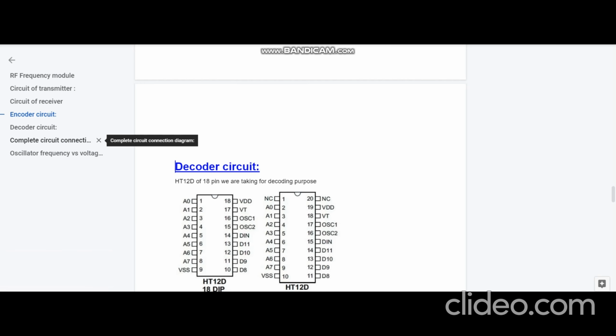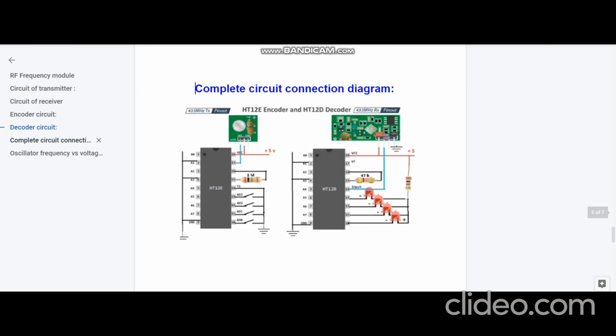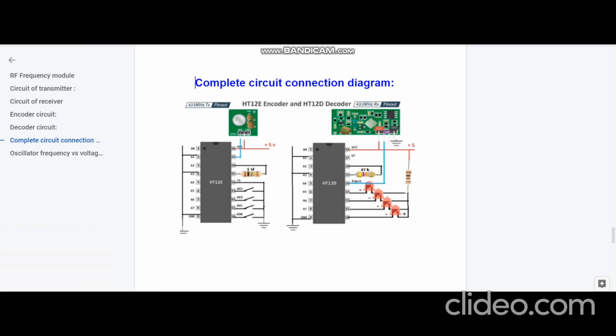Now we can see the circuit connection diagram here. This diagram is for 433 kHz, but I am using a 315 kHz module. Connection for the circuit is as follows. Connect pin number 18 of ST12E and the VCC pin of the transmitter module to the power supply. In the diagram it is 5 volt, but I am taking 3.7 volt. Connect ST12E pin number 17 to the data pin of the transmitter module.